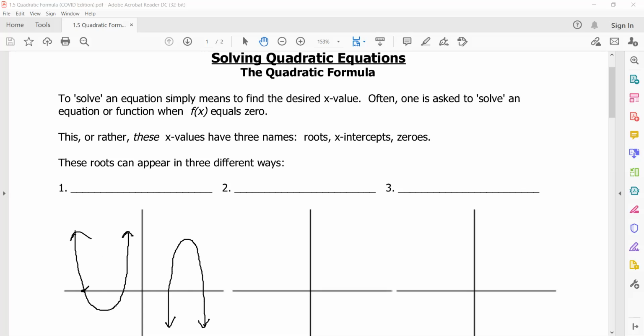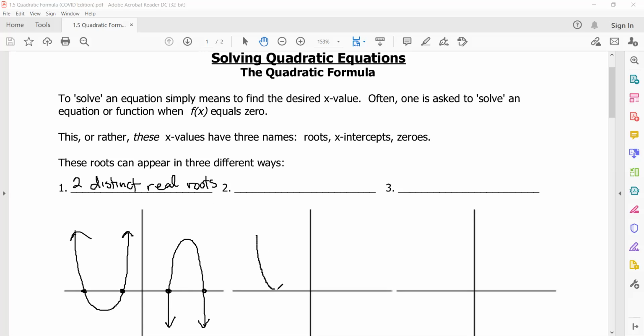A parabola like this will have two x-intercepts, or two roots. And so we call these situations two distinct or different real roots. They exist, they're real, and they're distinct because they're different.